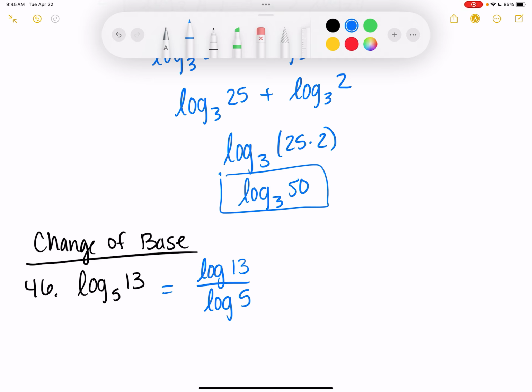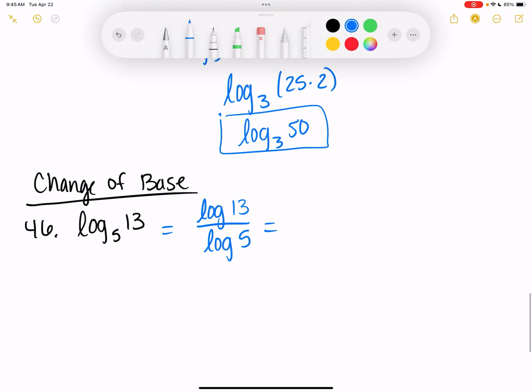At this point, you would type into your calculator log 13 divided by log 5 and you get a number. Somebody can do that. I'm also going to show you that no matter what we use, you get the same answer. So somebody else type in the ln of 13 over the ln of 5 and tell me what you get. The book goes to 3 decimal places, so we'll just go to 3 for right now.